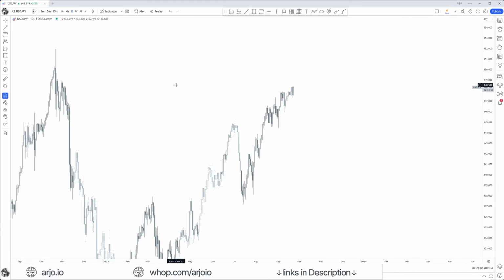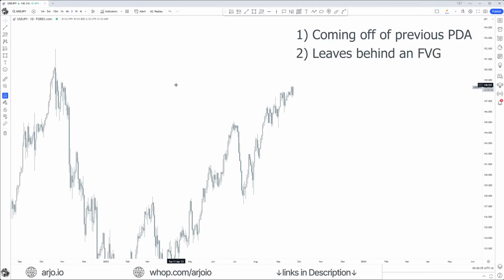High probability order blocks are coming off a previous PD array. That is the first sign that it is a high probability order block. Then the next sign is that price is leaving behind a fair value gap off of that order block. And then the last step that we need to go over is that price has no reason to come back below or above that order block. So, in other words, every time frame needs to be in context of the time frame above it. And I will show you exactly what I mean with these 3 steps.